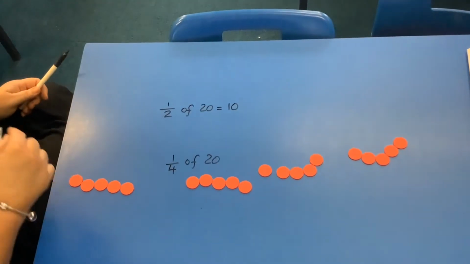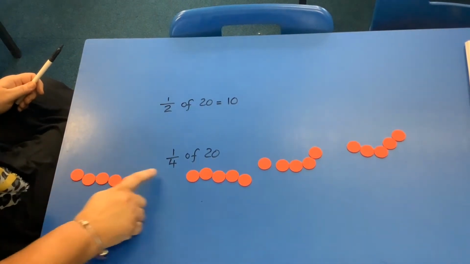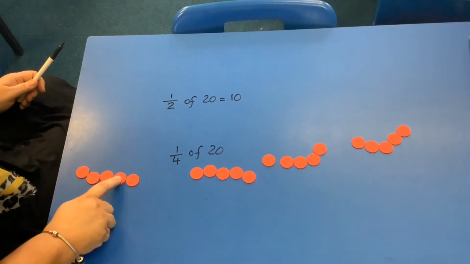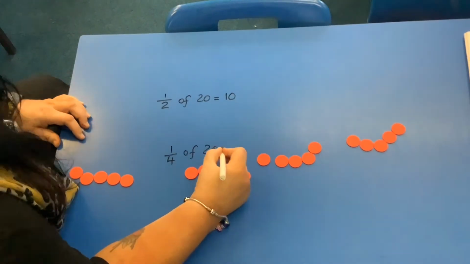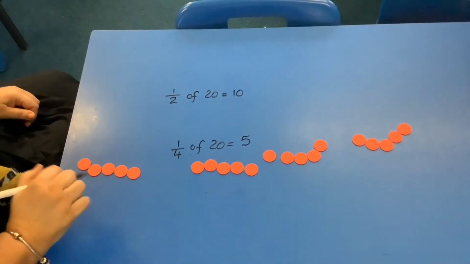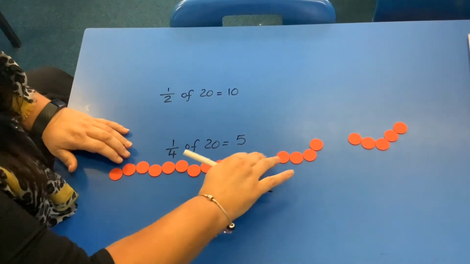So now I've got 4 groups. So I've got 1/4. I've got 4 groups. How many in each group? 1, 2, 3, 4, 5. So that equals 5. So hopefully you're thinking, right, I've got this, Mrs. Oliver, I know what you're saying.